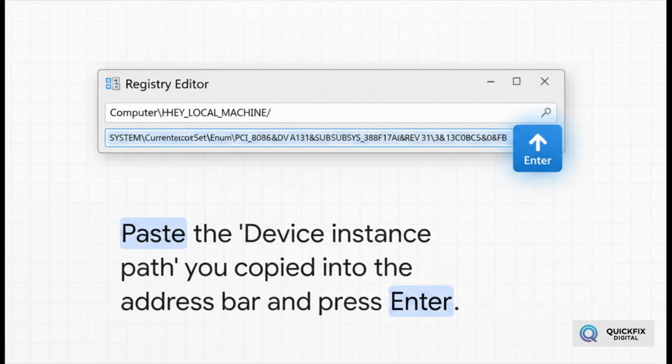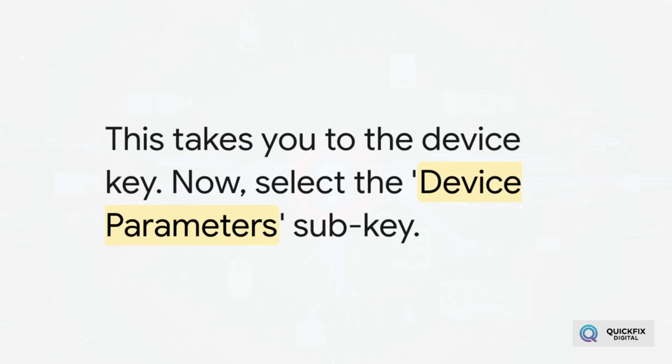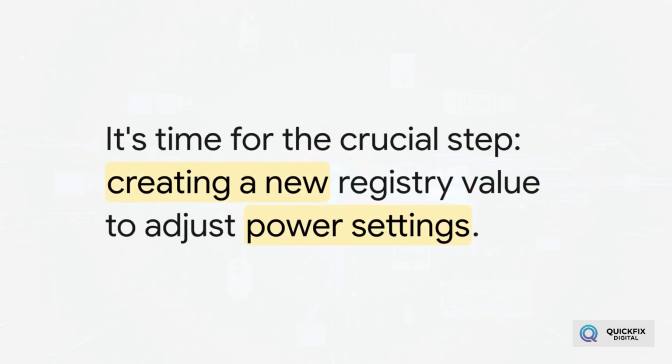Now, just paste that path you copied right into the address bar and hit Enter. That'll take you straight there. Now, just click on the Device Parameters folder. And here's the magic trick. We're going to create a new value right here.